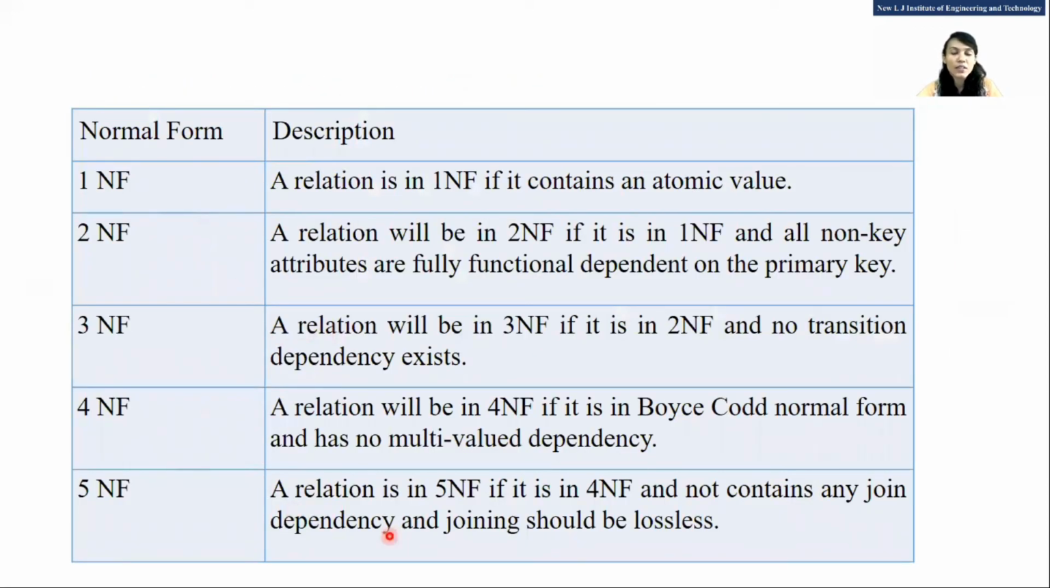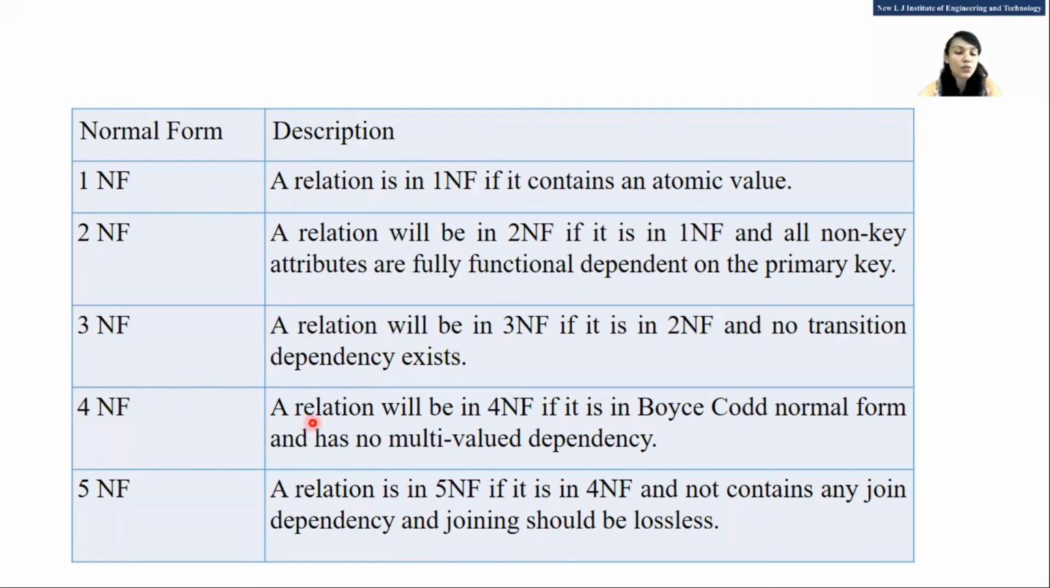Here is the summary. In first normal form, we have to check that each attribute must contain an atomic value; multiple phone numbers, multiple courses, multiple hobbies in one single cell are not allowed. In second normal form, it must be in first normal form, and all non-key attributes are fully functionally dependent on the primary key, with no partial dependency. In third normal form, there should not be any transitive dependency: A determines B, B determines C, then A determines C. This kind of dependency should not be there.